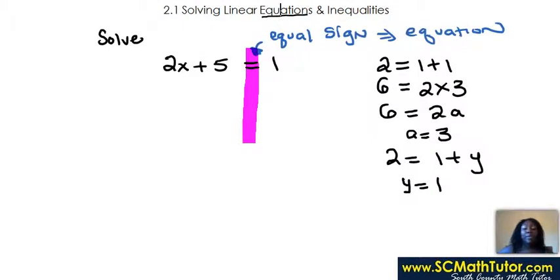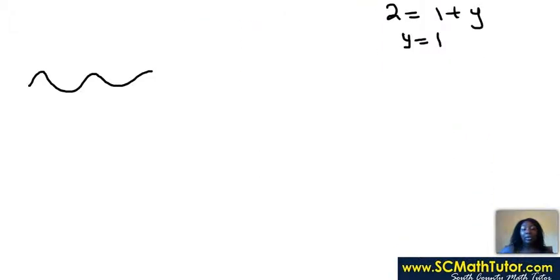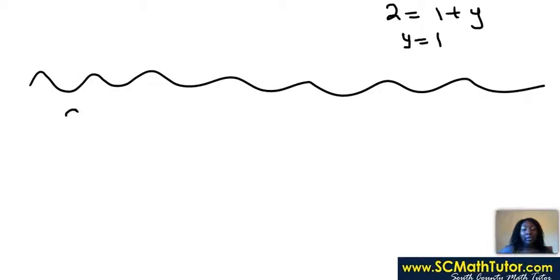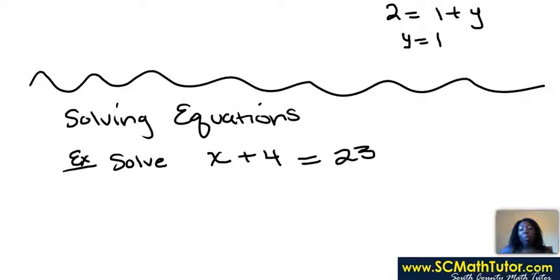Okay, so to solve an equation, we solve equations by undoing. Let's start with the basics. Solving equations. Example 1. I want you to solve x plus 4 equals 23. What number plus 4 will equal 23?